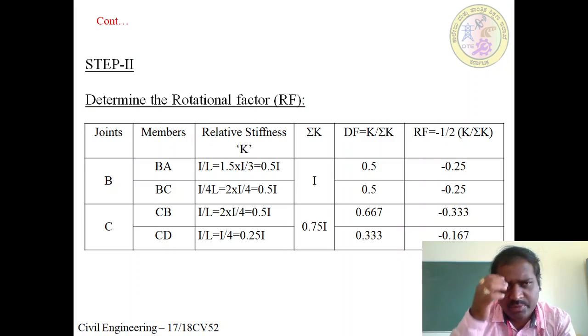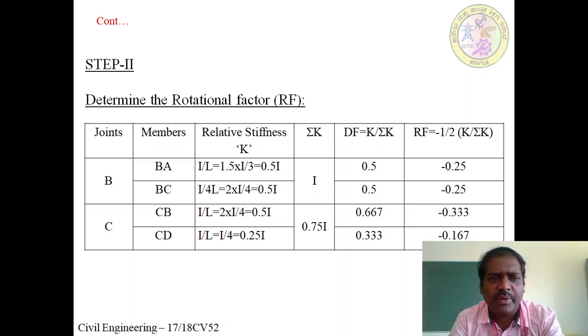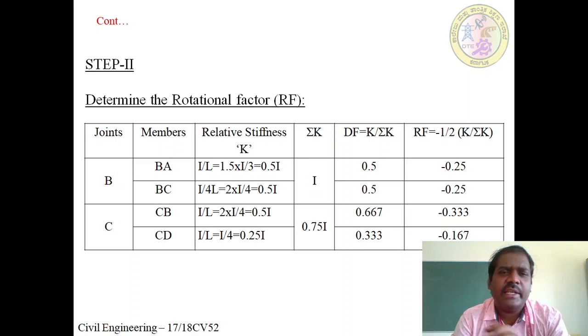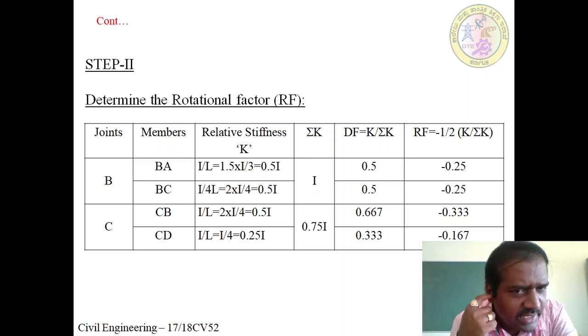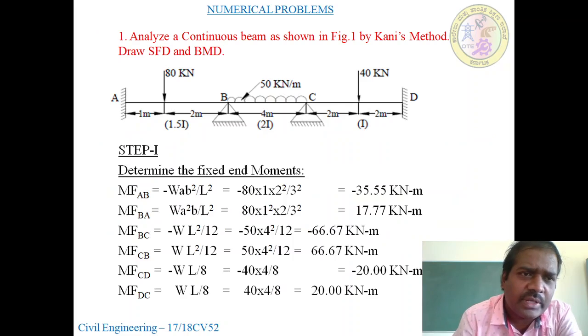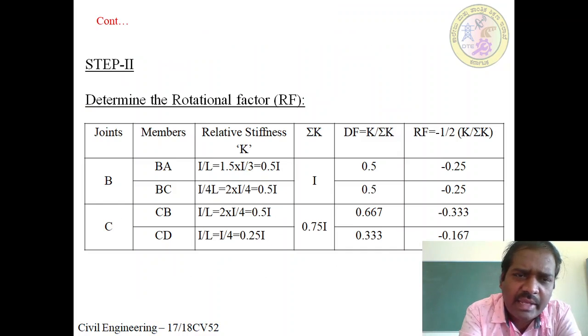Here in step 2, we have to determine the rotational factor. We have to consider the joint B and intermediate supports, joint B and joint C. In joint B, we have two members, BA and BC, and CB and CD. The important thing is the third column. So K is equal to, how to find out BA? What is the position of A here? Fixed. If it is fixed, I by L.